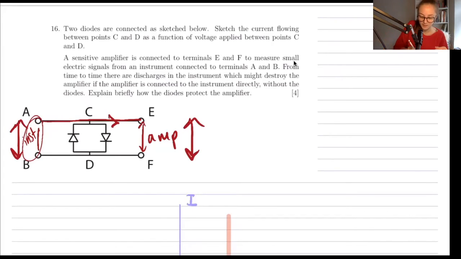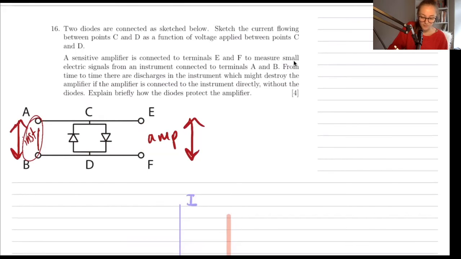So nothing will flow down here between C and D. So our path will be A, C, E, F, D, B, while the voltage is small and positive. But the instant that our voltage across the instrument exceeds that V_D, that threshold voltage, then we won't get a current flow down E, F anymore. It'll flow down here instead and bypass the amplifier, thus not blowing it up.